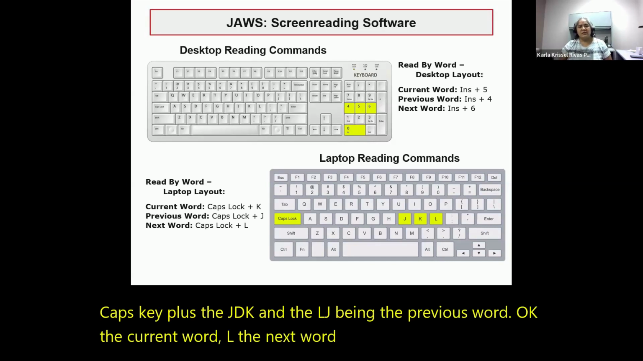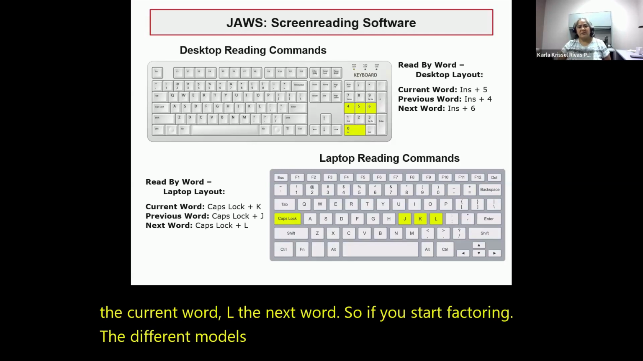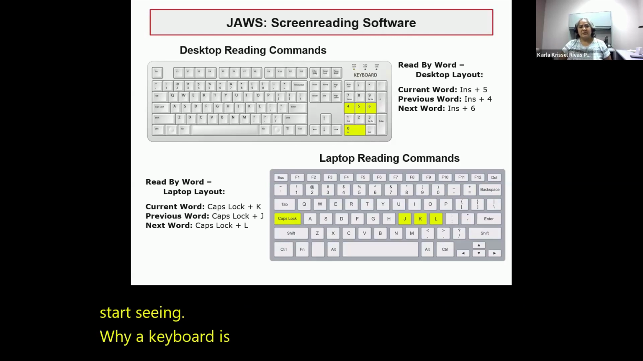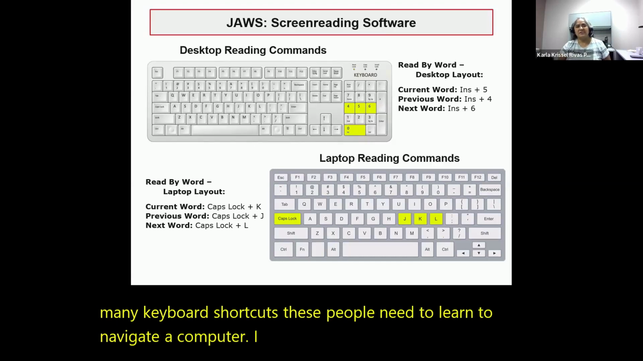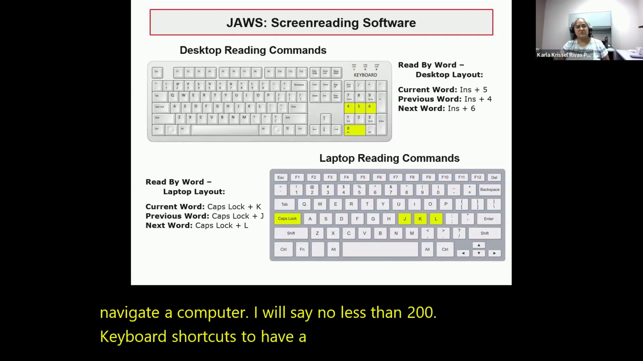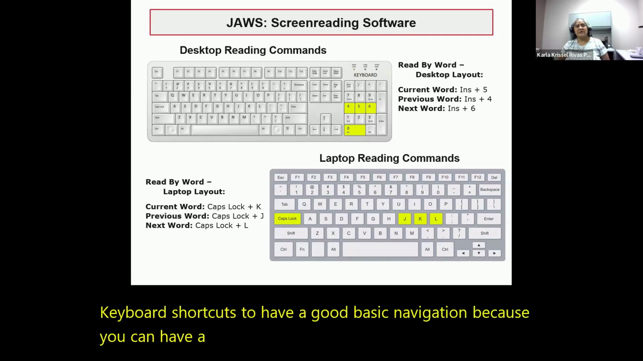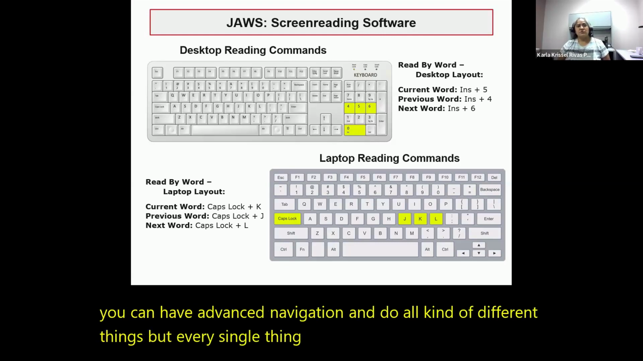So if you start factoring the different modalities you can access a computer, you will start seeing why a keyboard is important. And you may be wondering how many keyboard shortcuts these people need to learn to navigate a computer. I will say no less than 200 keyboard shortcuts to have a good basic navigation, because you can have advanced navigation and do all kinds of different things, but every single thing usually has its own keyboard shortcuts.